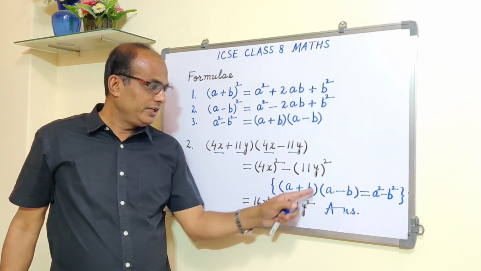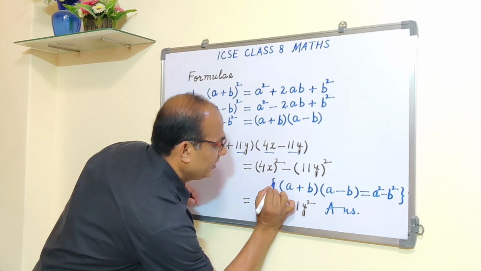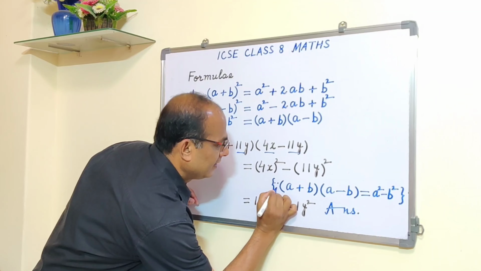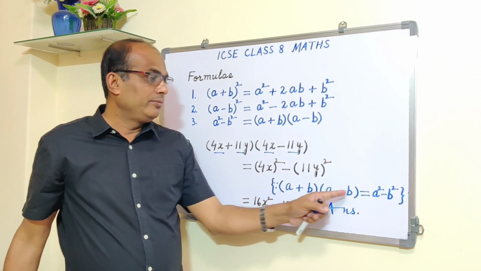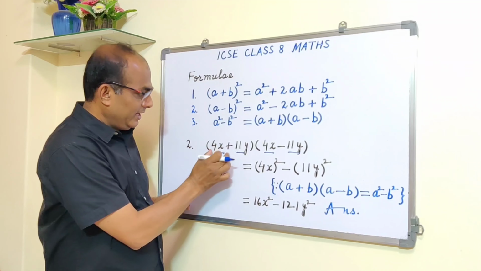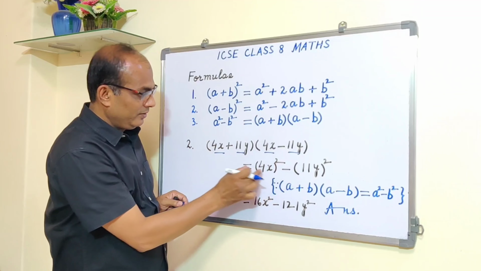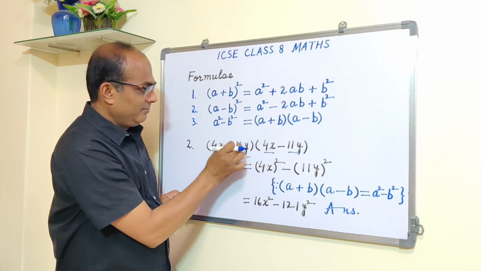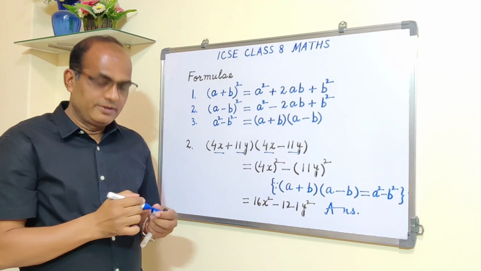Formula used we are mentioning here. Since A plus B into A minus B is equal to A square minus B square. And then this is the answer.